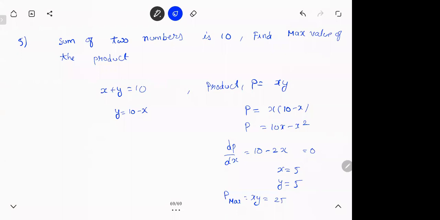Basically, this question is like, what? The length of the fence is 20 meters. Find the maximum area of the fence. So 2 into L plus B is 20. So L plus B is 10. I'm asking the area, the product L into B. Clear with this thing?